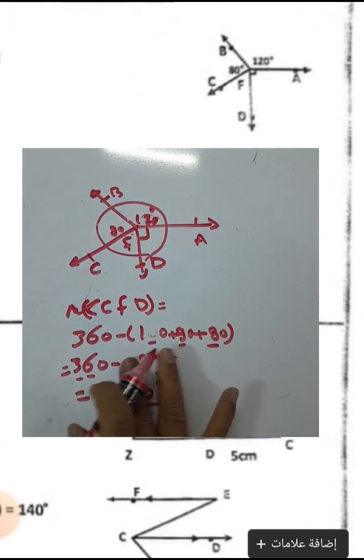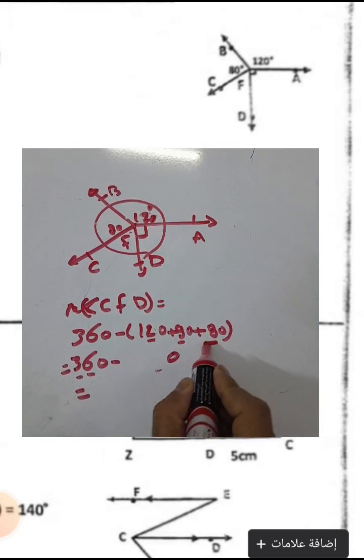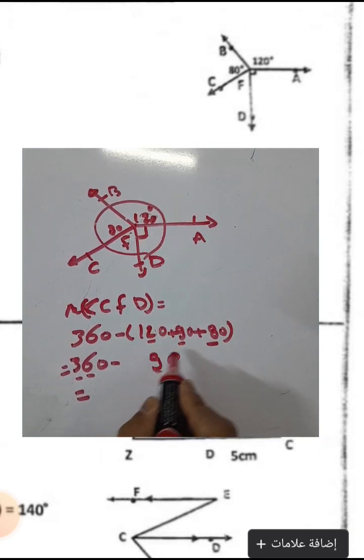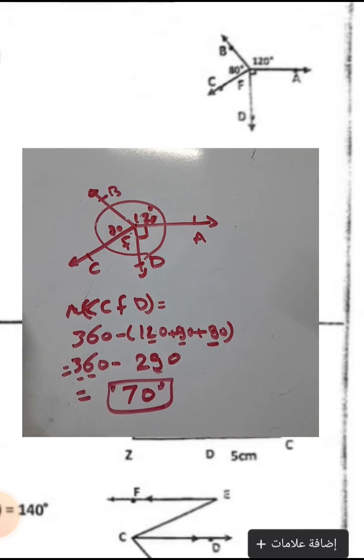120. No, cancel, because we have here 120. 9 plus 8, 17, plus 2, 19. 9 and carry 1. 1 plus 1 equals 2. And 16 minus 9 will be 7. The result will be 70 degrees.